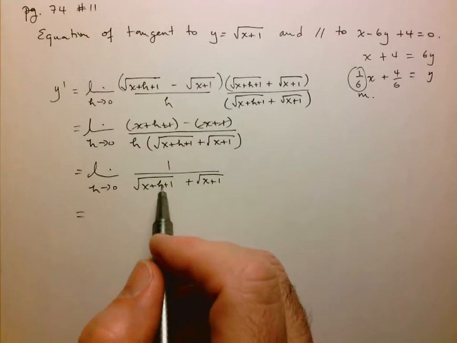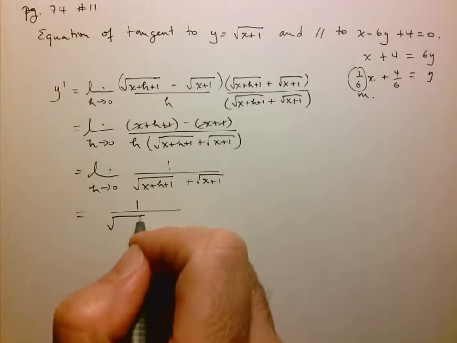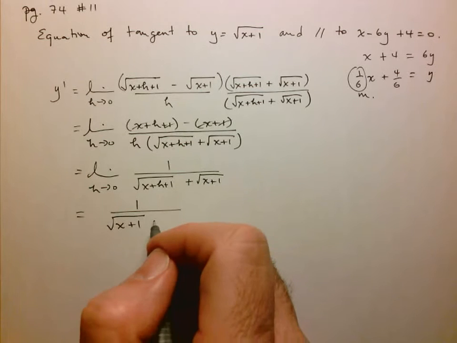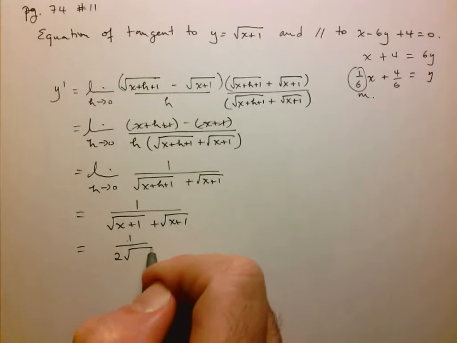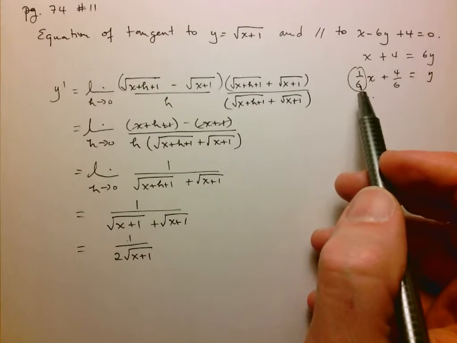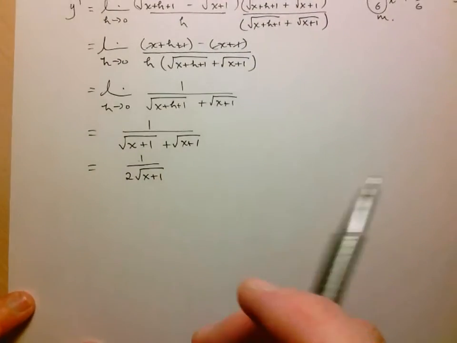As h approaches 0, the first term in the denominator approaches just root of x plus 1. There's no h here, so it remains the same. Now I've got 1 over 2 times root x plus 1. So now I know what the slope of the tangent must look like at whatever point we're going to be finding the tangent to, and I know that slope must be equal to 1 over 6. So now I can just equate these two expressions. Let's see where that takes us.